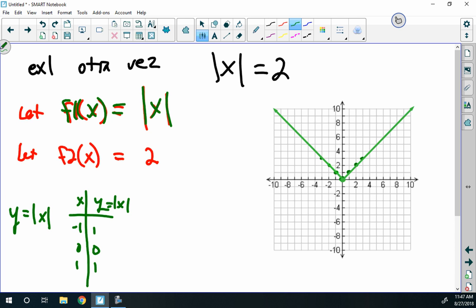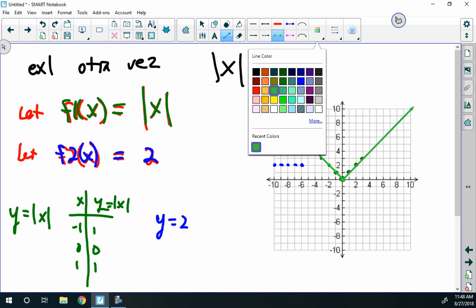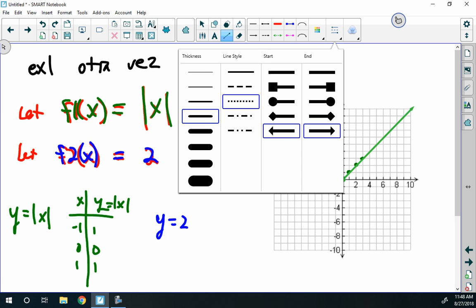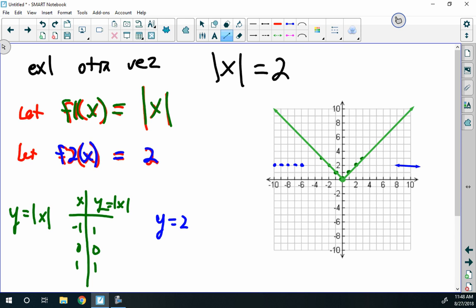Hopefully you see what I'm going for here. If I make the left side of the equation one function, the right side of the equation another function, f2 of x equals 2. That's just like saying y equals 2. Y equals 2 when? All the time. Y always equals 2. So that's going to look like this. There we go. That's going to look like this.